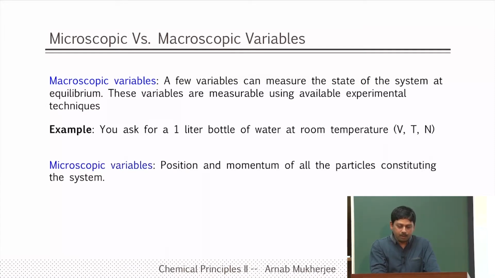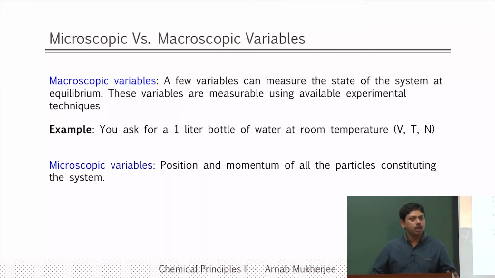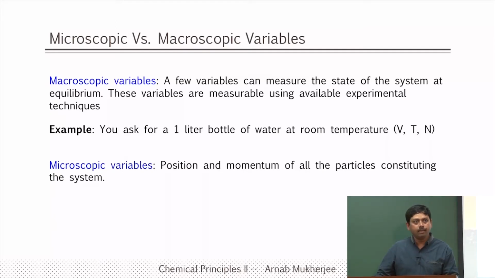Microscopic variables are basically positions and momenta of all particles constituting the system. So when I talk about a bottle of water at room temperature, if I wanted a microscopic description of the same, then I would have to specify the positions and momenta of all the atoms of that particular bottle of water, and in fact they will be all the time changing.